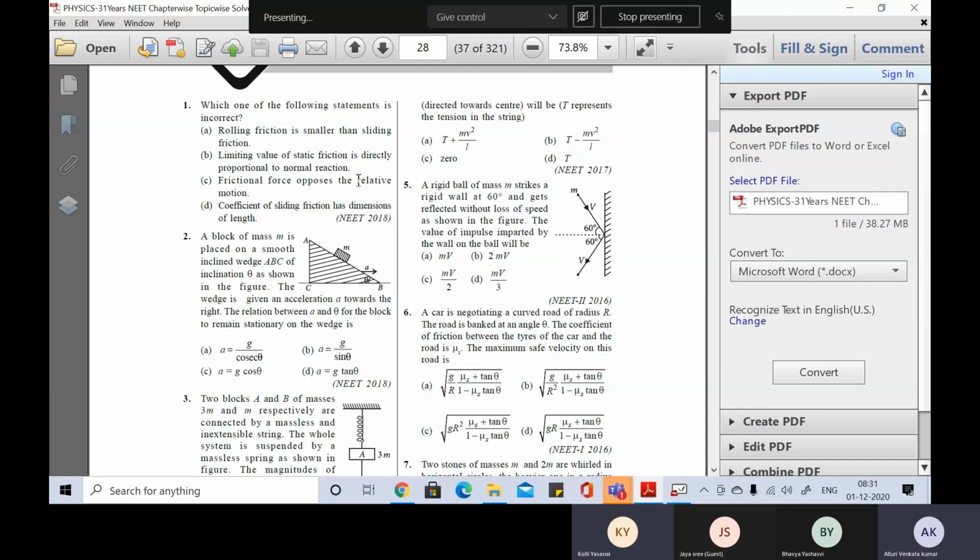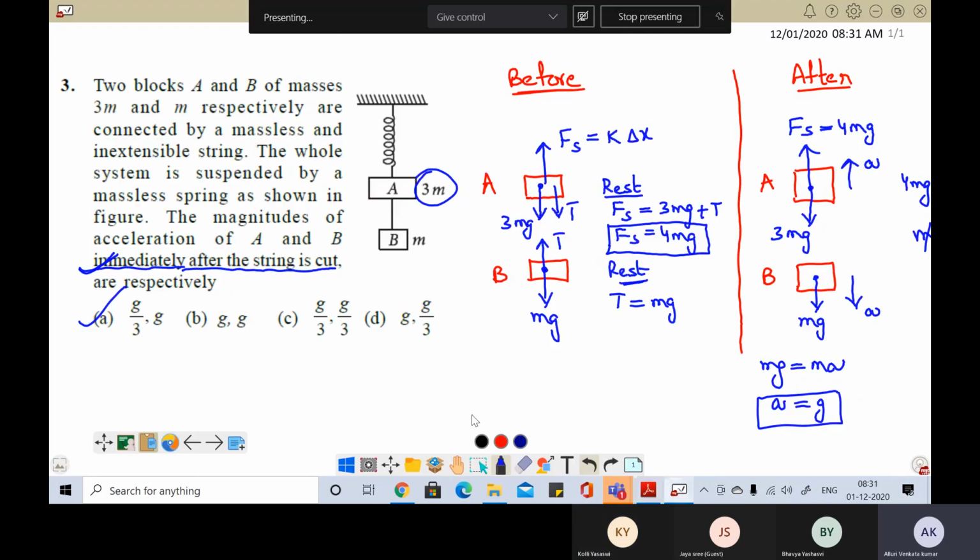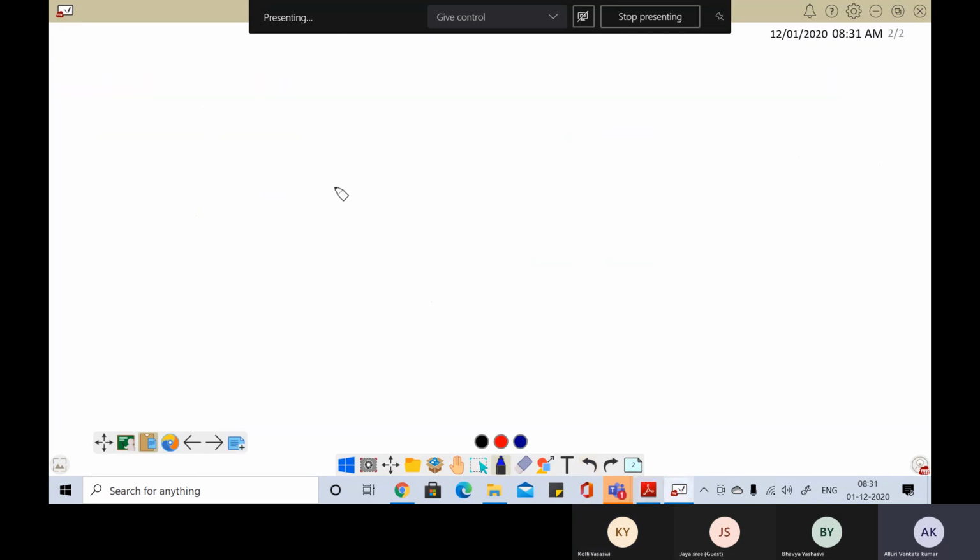So the only option left is: coefficient of sliding friction has dimensions of length. But the coefficient of sliding friction doesn't have any dimensions, no? That is just mu. Correct or not? Yes, sir. The limiting value of frictional force is mu times N. So mu is called F by N.